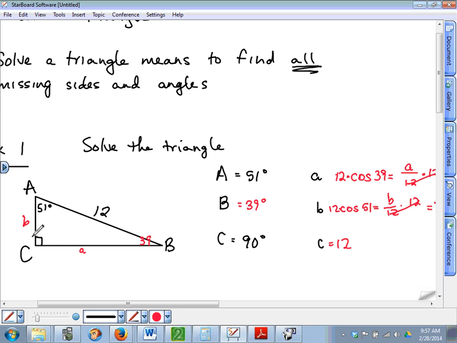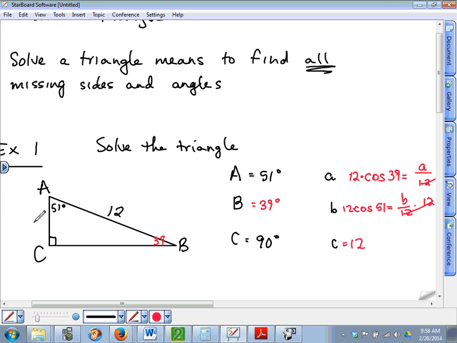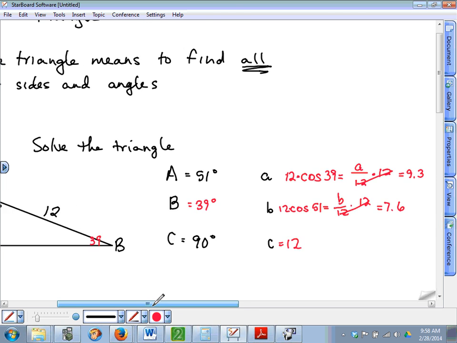Right now 90 degrees is the largest angle, so the side opposite that is the largest side. And then 51 degrees is the medium-sized angle, I guess you could call it. So side A has to be the one that's the middle length, so that our side lengths make sense. This one was 7.6 for side B. Side A was 9.3.